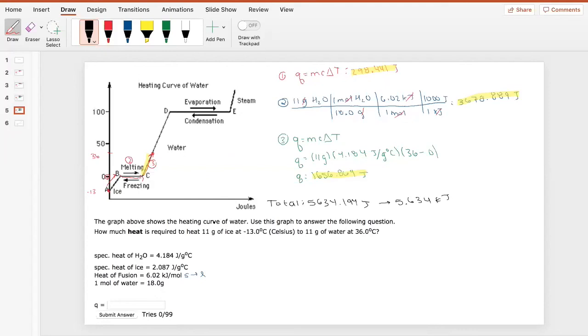Looking at our significant figures, we see that we had 11 grams of ice reported here, and so this should be reported to 2 sig figs.